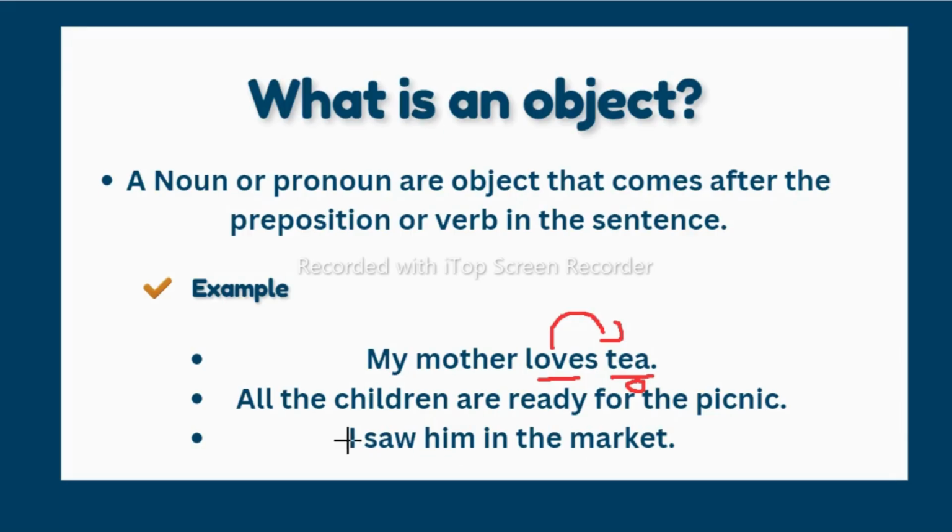And also, all the children are ready for the picnic. Now here, where is the object? The picnic is the object, and here we have a preposition. So objects are the nouns or pronouns that come after a verb or after a preposition. Like here we have market, which is the object that comes after the preposition in. So it is very simple. Objects are nouns or pronouns only which come after a preposition or after the verb.